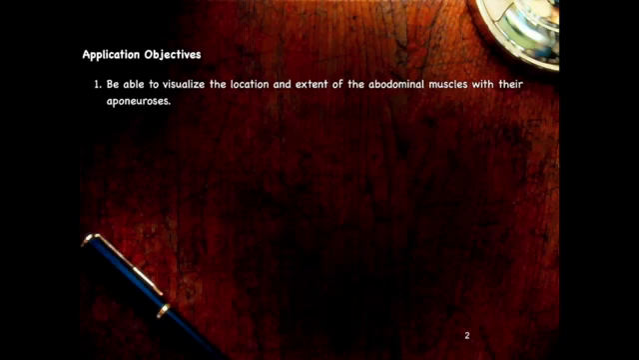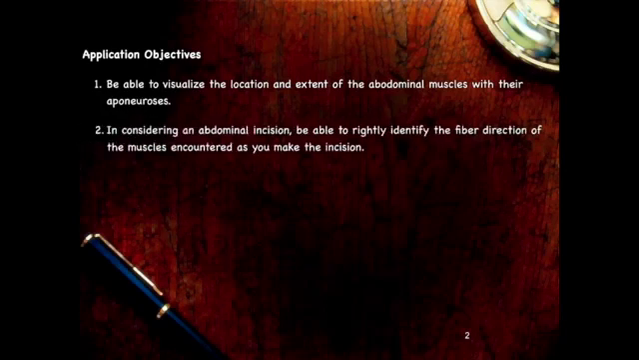Our objectives for this section are to be able to visualize the location and extent of the abdominal muscles and their aponeuroses. And when we consider making an abdominal incision, we want to be able to rightly identify the fiber direction of the muscles encountered as we make the decision. It's important because we're not going to make incisions that transect the muscle fibers, but that run parallel to the muscle fibers.